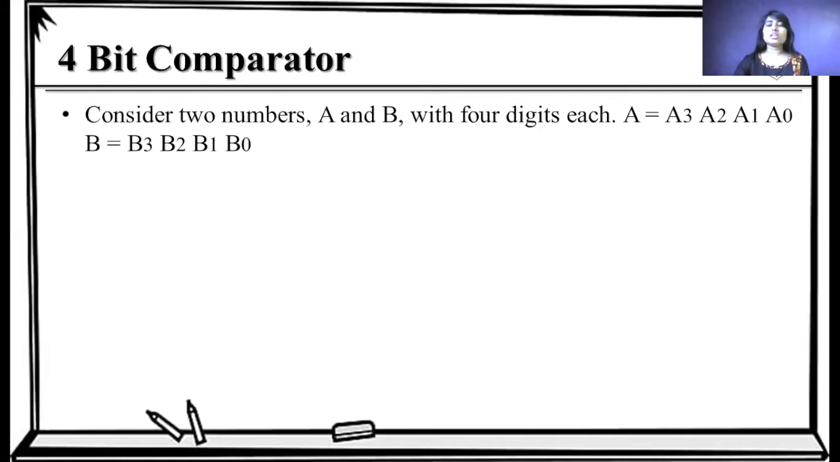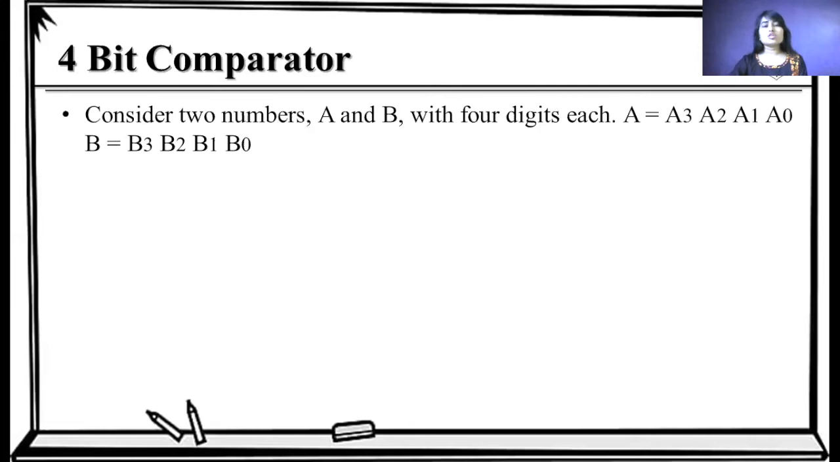But if A3 and B3 are equal, then next compare A2 and B2. For A2, B2, if A2 is greater than B2, that means A is greater than B. If A2 is less than B2, that means A is less than B. But if A2 and B2 are both equal, then next compare A1 and B1. Again for A1, B1, if A1 is greater than B1, A is greater than B. If A1 is less than B1, A is less than B. But if A1 equals B1, then next compare A0 and B0.